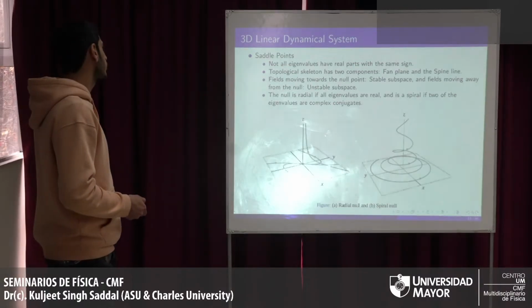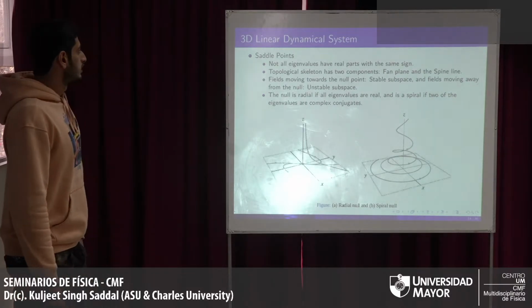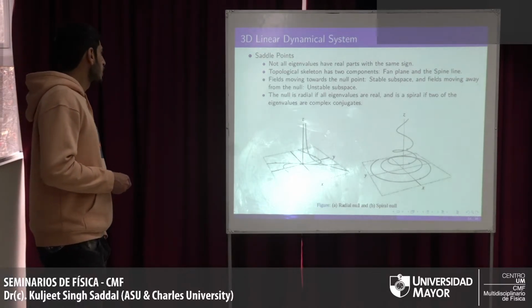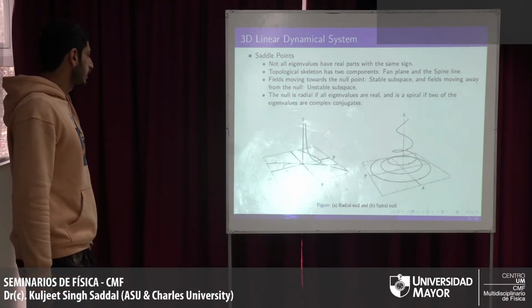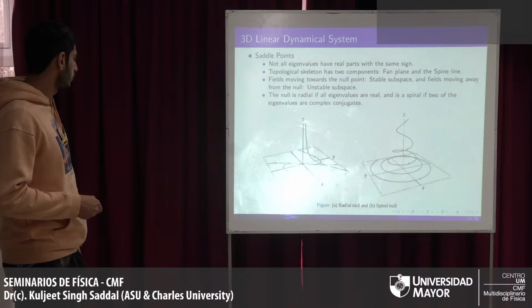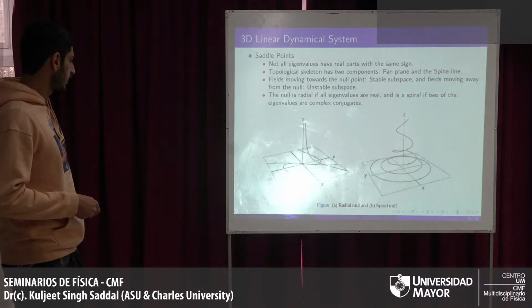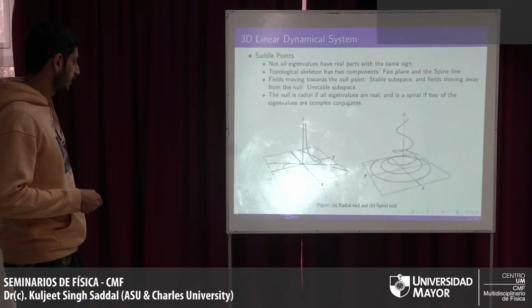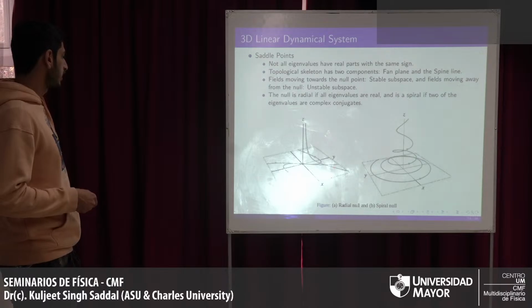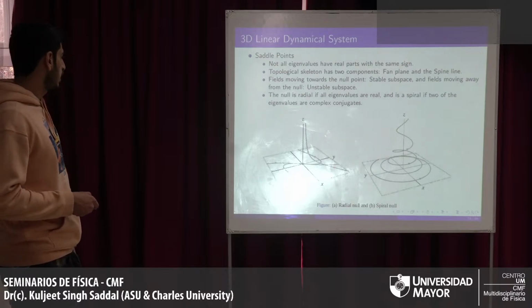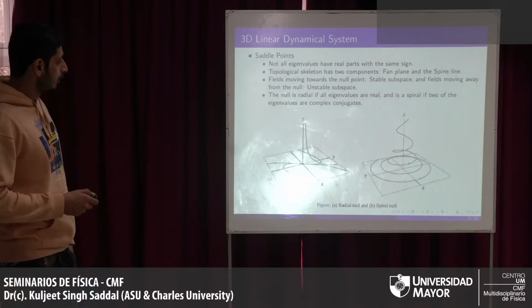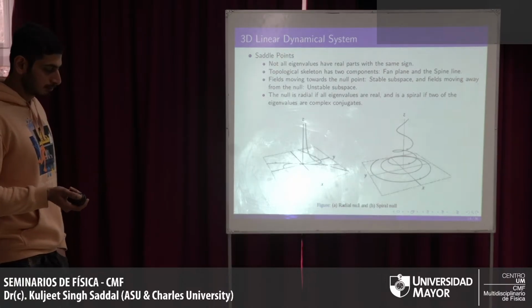So let's discuss saddle points first. Saddle points are formed when not all eigenvalues have real parts with the same sign. And in 3D, the saddle points have a rather more complex structure than in 2D. They are not just hyperbolae, but they have two components. First is a plane, which is the xy plane, represented here, and another is a line, which is the z-axis. This xy plane is known as the fan plane, and the z-axis is known as the spine line.